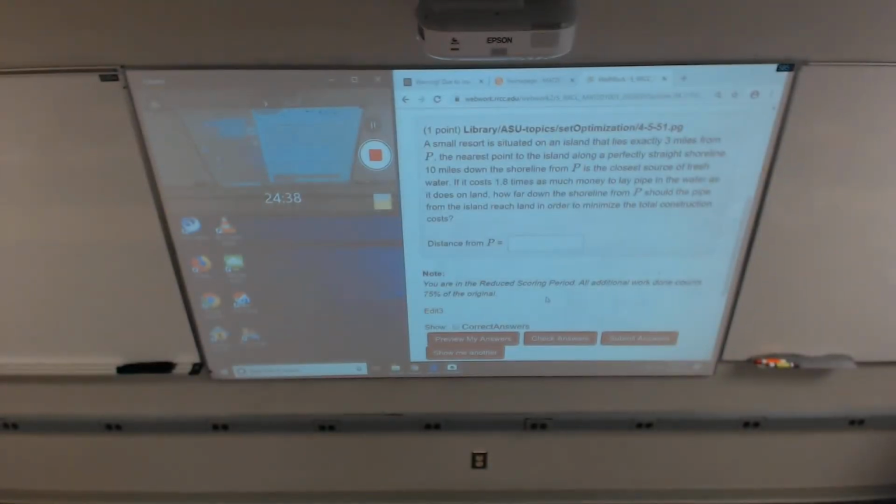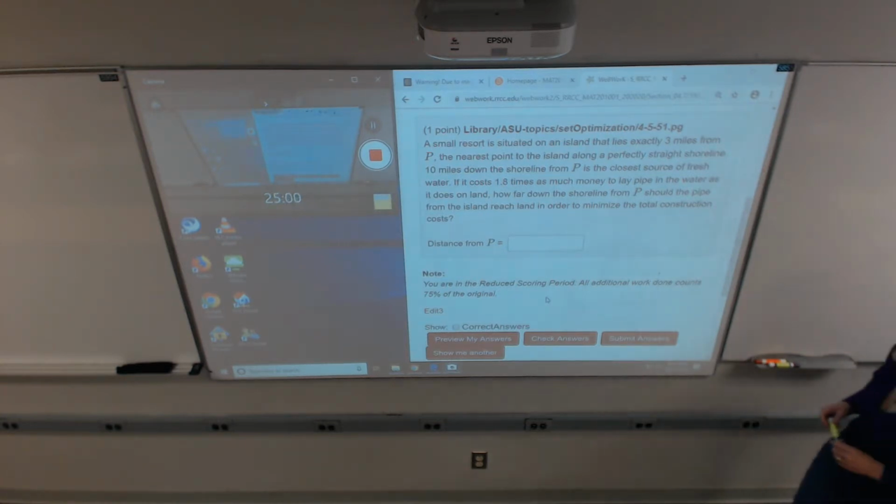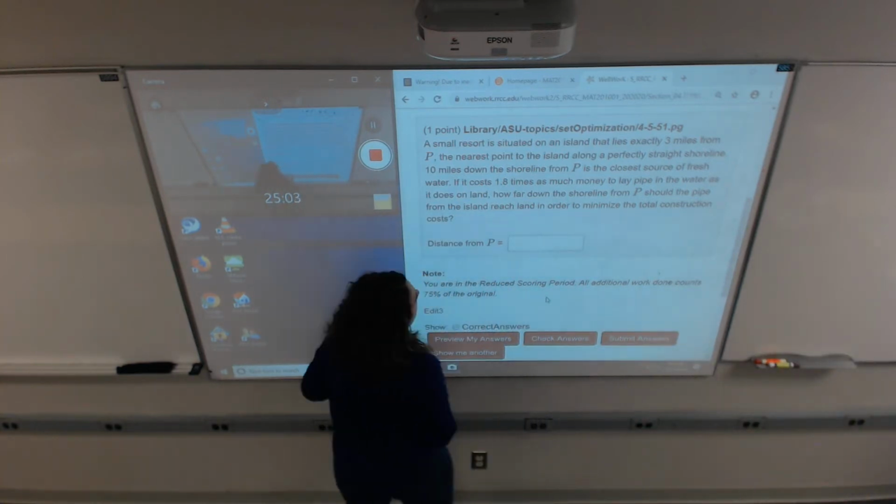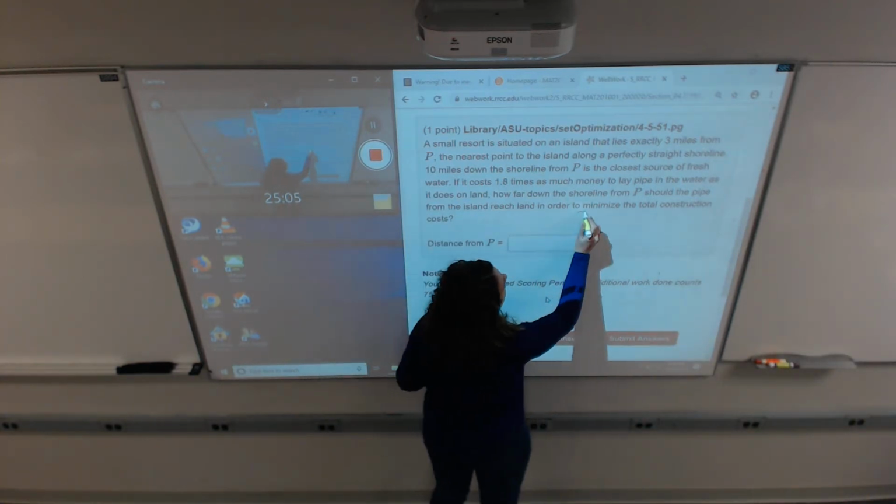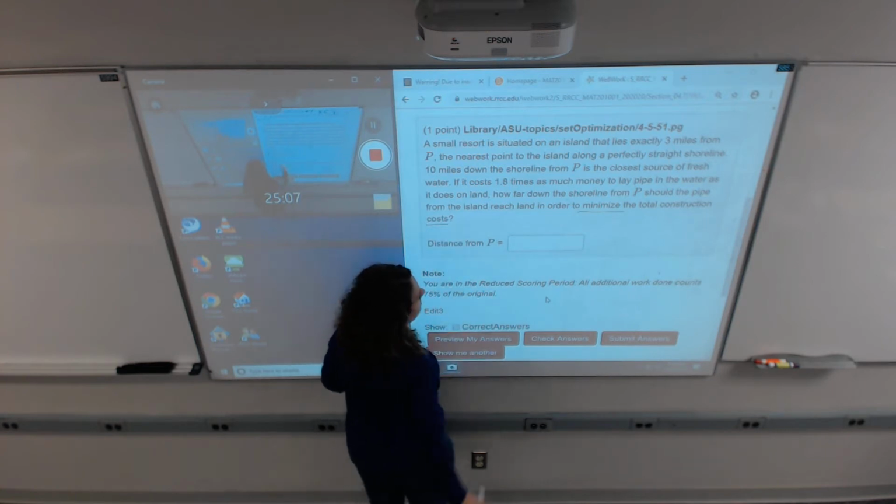A little more space to write. The nearest point to the island along a perfectly straight shoreline, 10 miles down the shoreline from P, is the closest source of fresh water. If it costs 1.8 times as much money to lay pipe in the water as it does on land, how far down the shoreline from P should the pipe from the island reach land in order to minimize the total construction costs? Ooh, okay. Well, I'm trying to minimize cost.